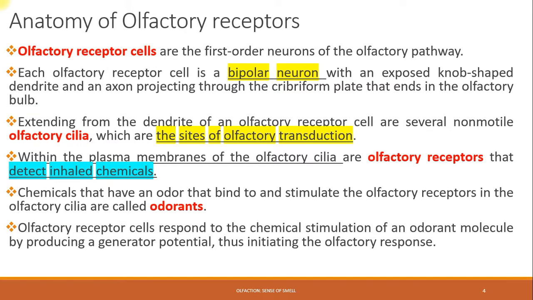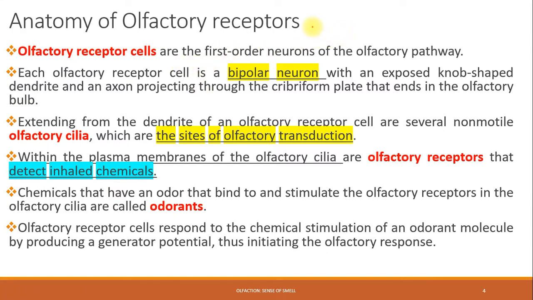So let's see the anatomy of the olfactory receptor. The olfactory receptor cells are the first order neurons of the olfactory pathway. Each olfactory receptor cell is a bipolar neuron. So what is a bipolar neuron? It has two poles. The cell body is present at the midline, and on both sides it shows the presence of dendrites. Okay, so it is like this.